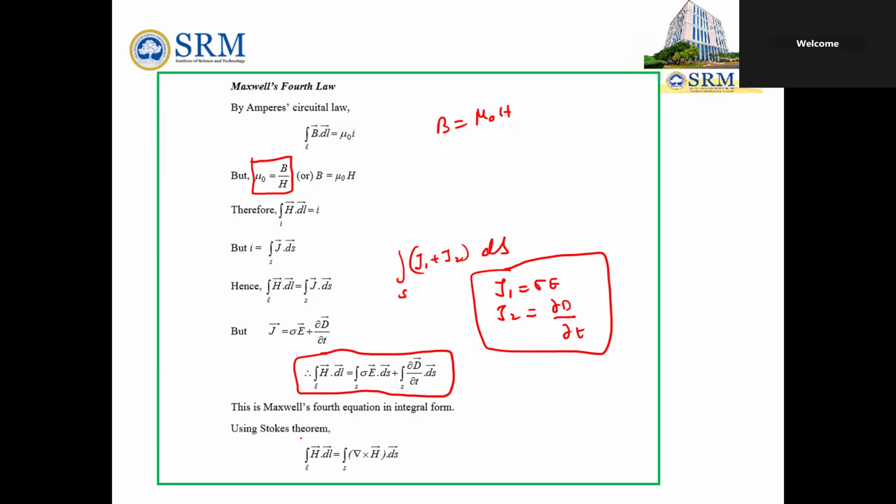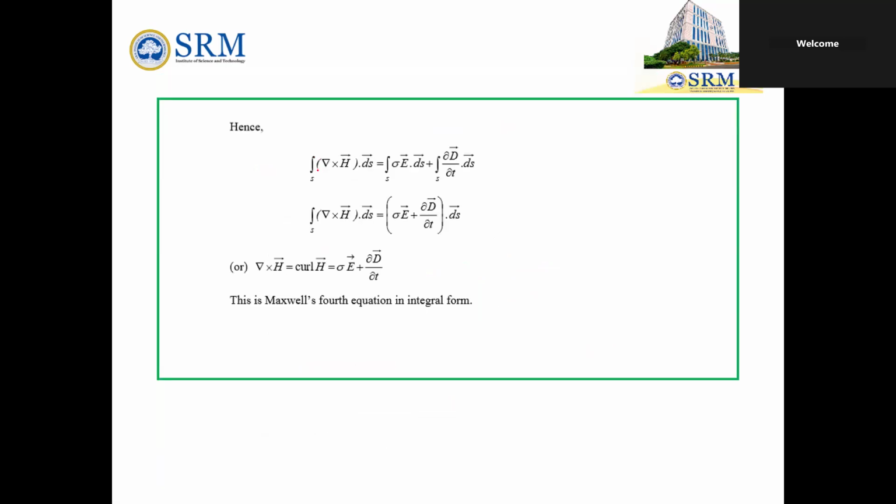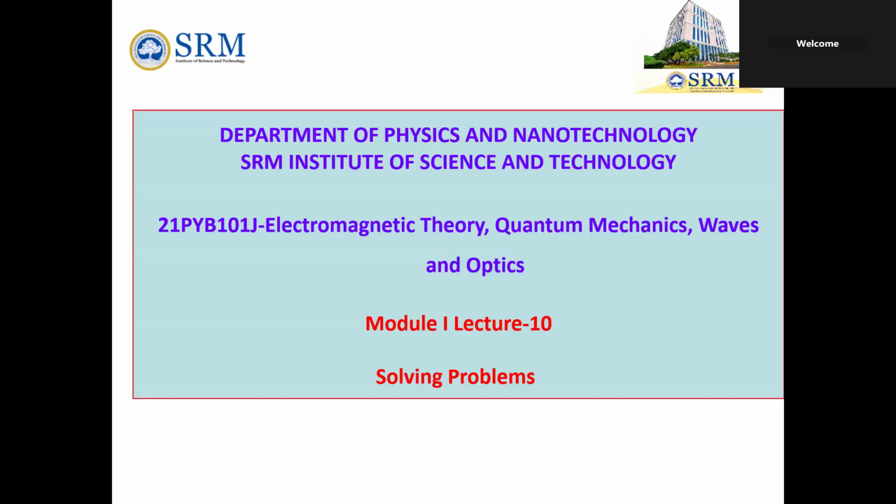Now, what is the Stokes theorem? The line integral is converted into the surface integral of curl H dot ds. The surface integral of curl H dot ds is equal to the integral of sigma E, the conduction current density, plus the displacement current density. Therefore, the integrals must be equal and cancel each other. Curl H is equal to sigma E plus dou D by dou t. This is the Maxwell fourth equation in differential form.